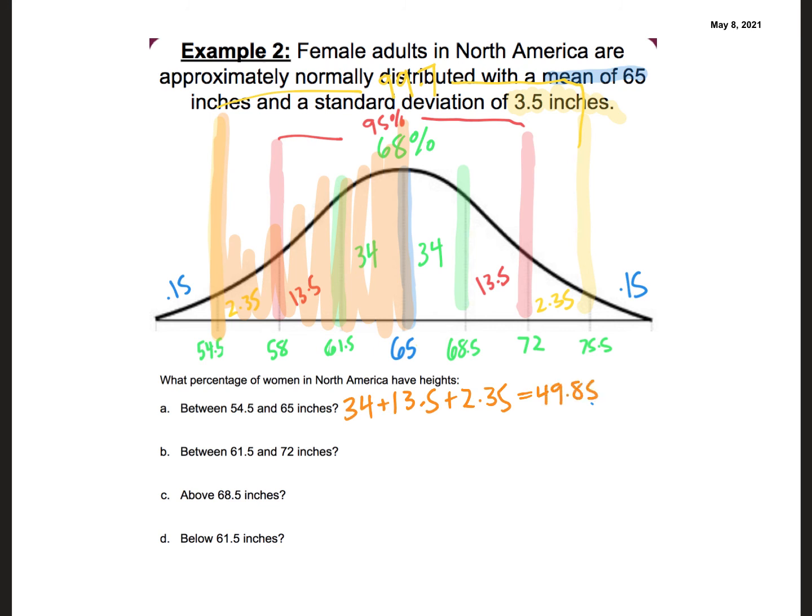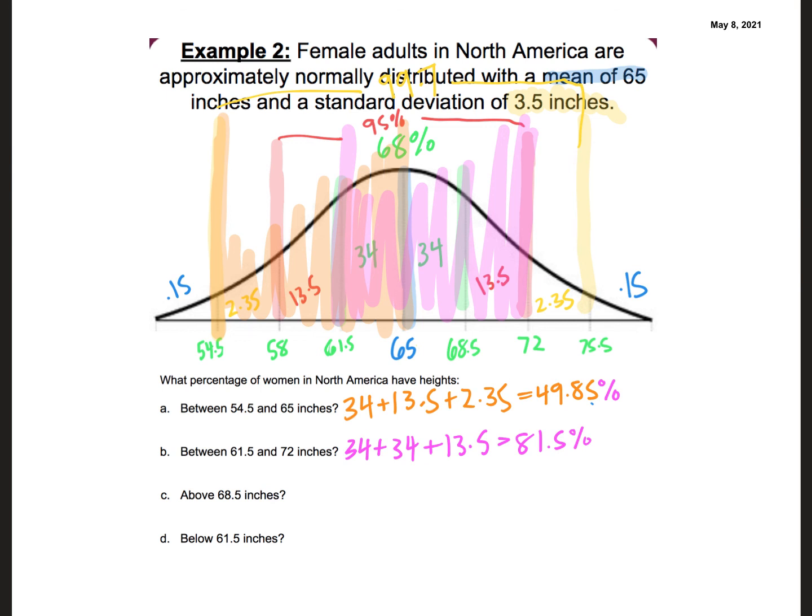For our next one, I'm going to use this pink color. We are looking for the percent between 61.5 and 72. So we're adding up all these numbers here. So I'm adding 34 plus 34 plus 13.5, which is 81.5. And again, these are all percents, so it's a percent of data in between those points.